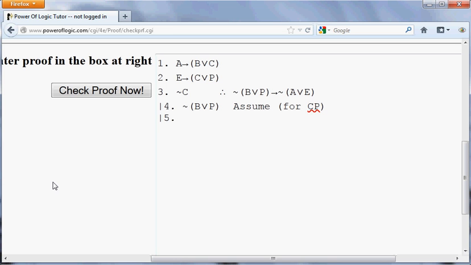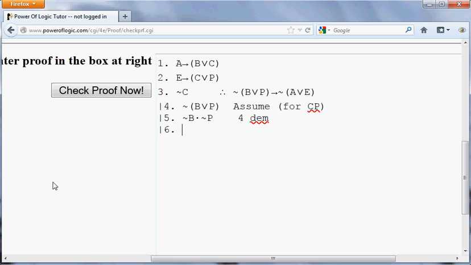Okay, line 4 is a negated disjunction. That should immediately make you think of De Morgan's law, not B and not P. If it doesn't, you've got some work to do. Okay, that's a 4 De Morgan's. DeM.